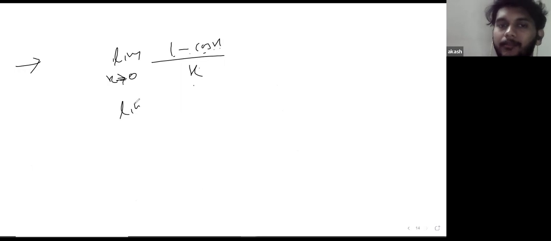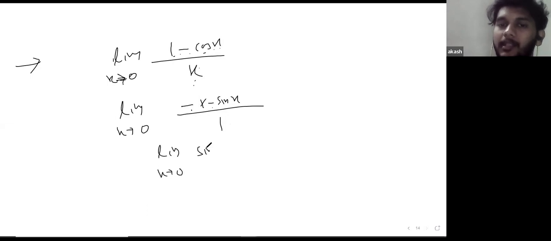So what he says, differentiate this numerator. Differentiation of 1 is 0, minus differentiation of cos x, which is minus sin x, divided by differentiation of x, which is 1. So minus minus plus, limit x tending to 0, this is sin x. Put x equals to 0, sin 0 is 0. The answer is 0.